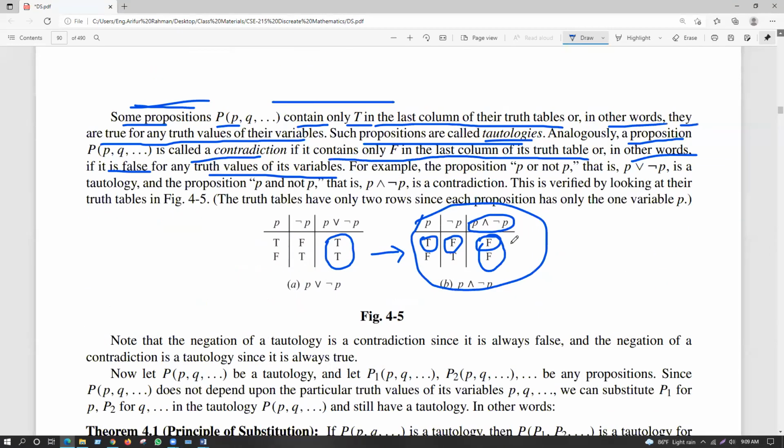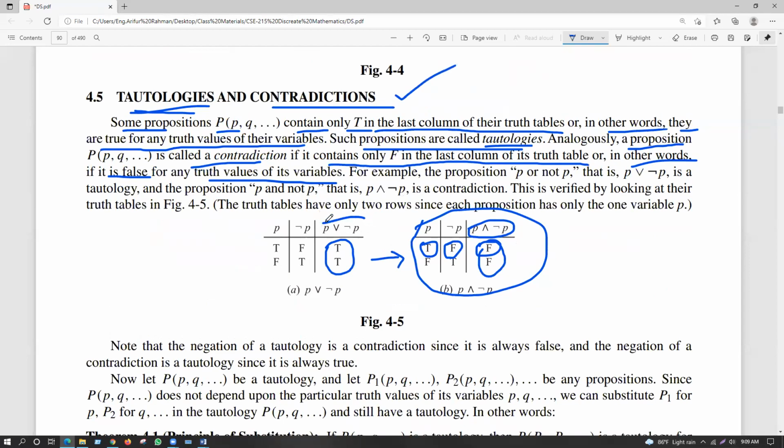Very simple. Any expression, any proposition which has only the value true, there are no false values, that's a tautology. In contrast, any expression which has only the false value, we will say that's a contradiction.